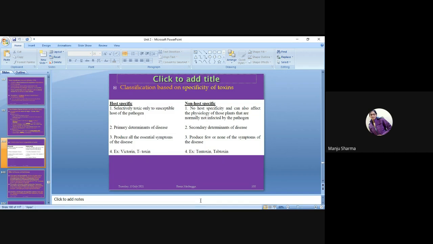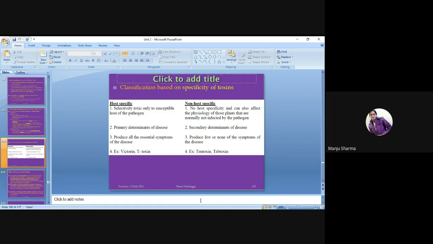That means if toxins are host specific, then they will be toxic only for the susceptible host of the pathogen, like the host which is susceptible to the pathogen, and only they will cause the disease in that particular plant. But if it is non-host specific, then the toxin affects the physiology of plants that are normally not infected by the pathogen.